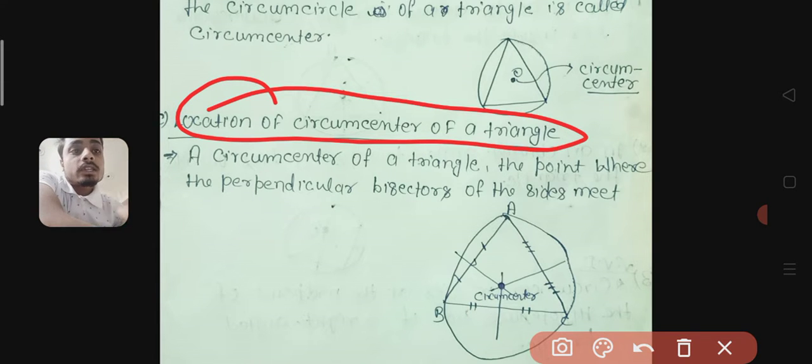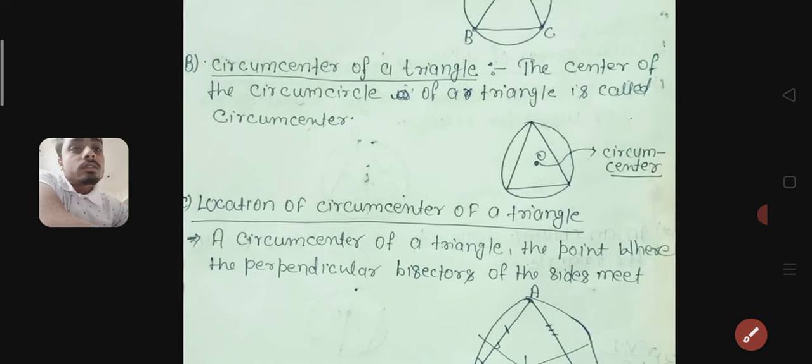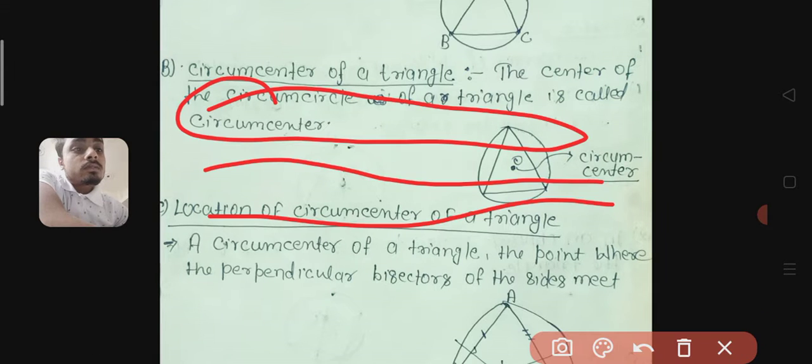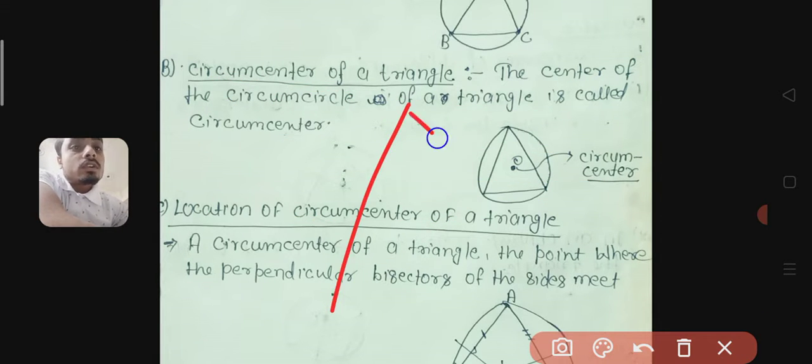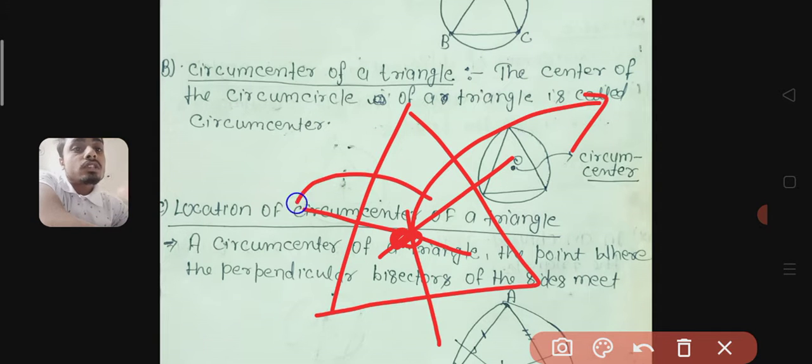This is one of the most important concepts: the location of the circumcenter of a triangle. How can we find the location of the circumcenter of a triangle? The circumcenter of a triangle is the point where the three perpendicular bisectors of the sides meet. If you draw a triangle and draw the perpendicular bisectors of all three sides, all three meet at a point, and that point is called the circumcenter of the triangle.